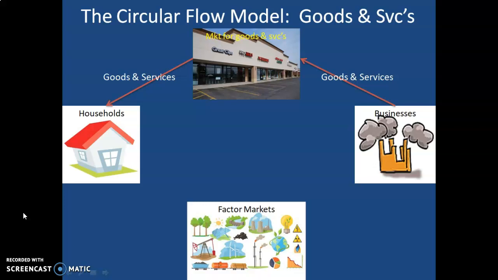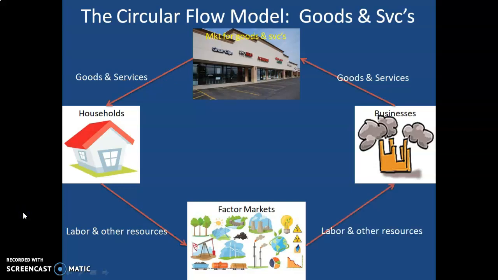Now, how does the household manage to get these goods and services? Does a business provide that stuff to the market out of the goodness of its heart? No, not at all. Households have to do something, so they have to provide labor or other resources, other factors of production, into that factors market. And then from the factors market, that labor and other resources will make its way to the business. Again, when we're talking labor and other resources, we're talking about the factors of production.